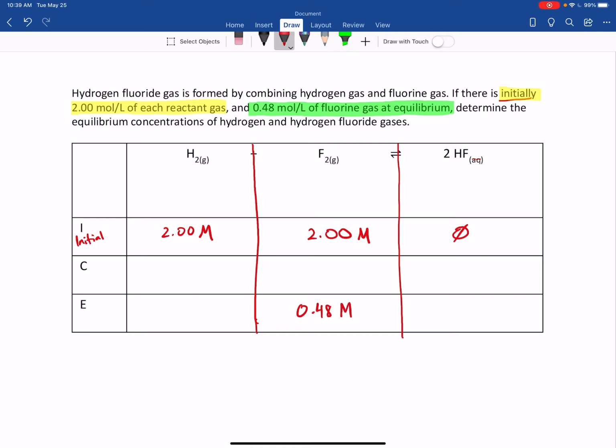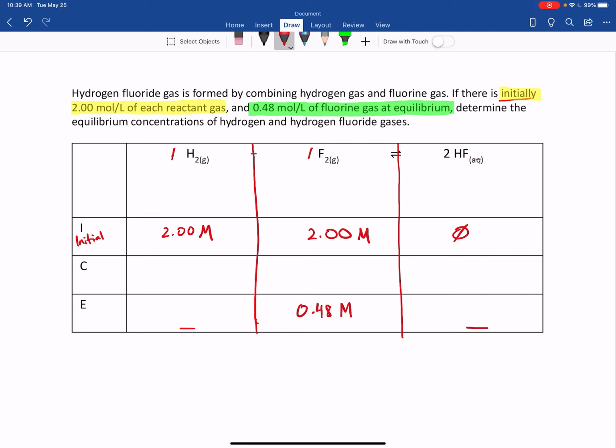0.48 moles. Then we're asked to determine the concentrations of the other two systems. So this is the information that we have. It's fairly straightforward to work with. There's no mole ratios other than identifying a balanced reaction, and in this case, it's already balanced. We have 1, 1, and 2. And we'll add the ones there so we can see.